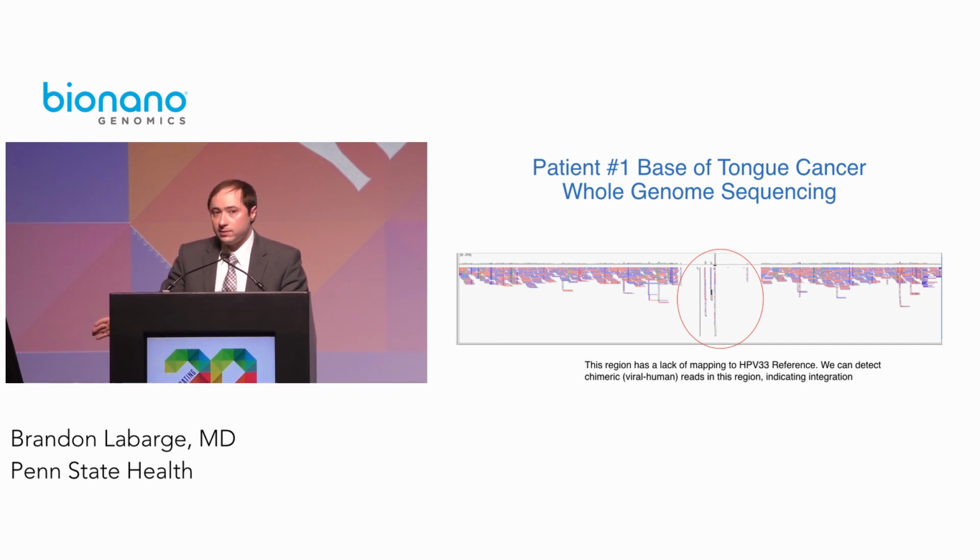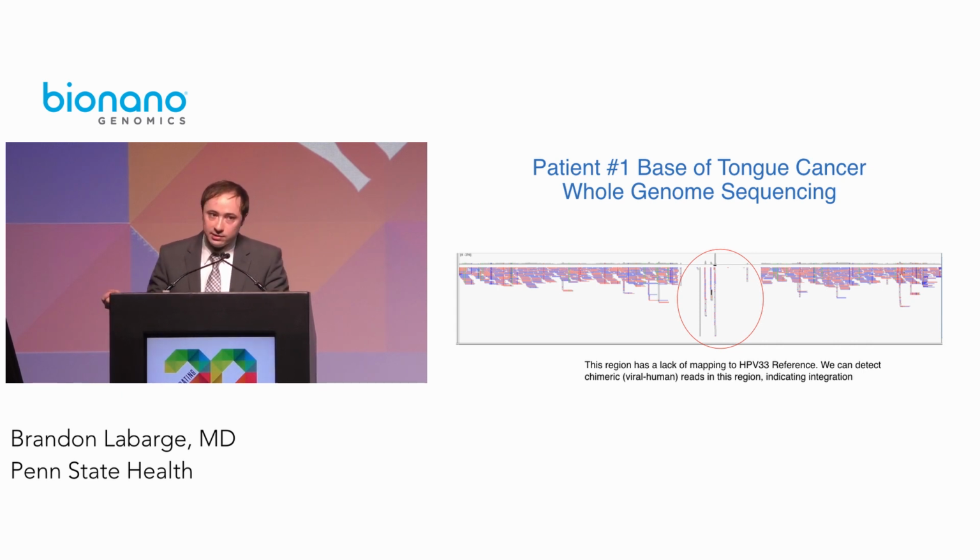If you look at the whole genome sequencing for this cancer sample, it in fact maps to the HPV33 reference. And it maps fairly well except for this region in the center that's been circled by a red circle here, where there's a lack of mapping to the HPV33 reference. And we actually detect chimeric reads, so reads from sequencing that have both human and viral DNA. And so this reveals to us an integration site for the virus.